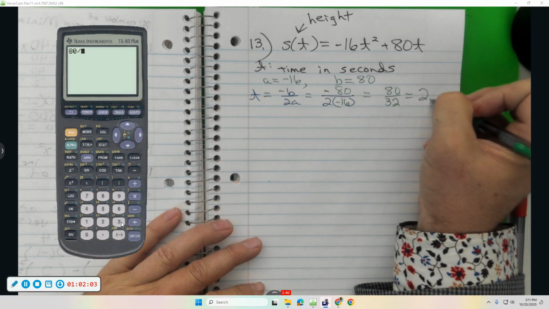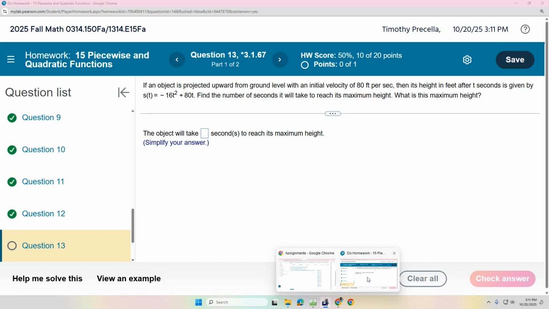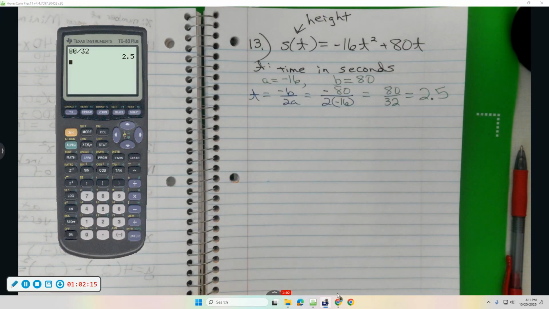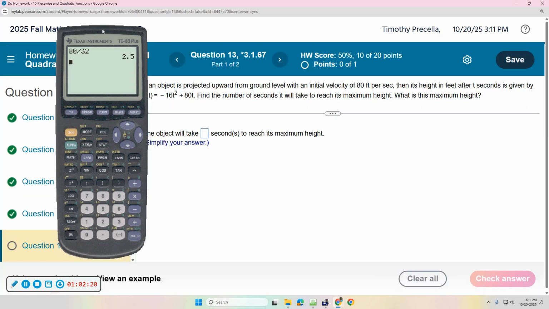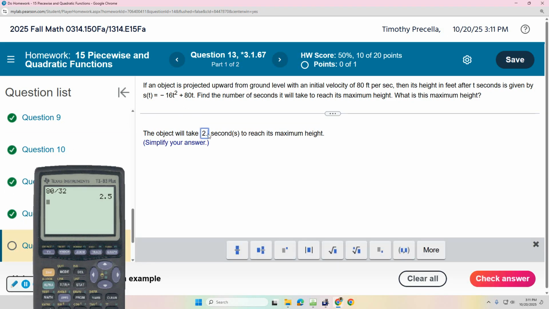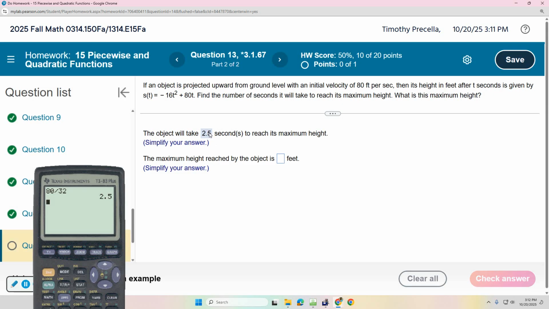2.5. This is one of those times that I would use decimals, because I bet they let you. Can you enter a decimal? I think they'll let me. The time is 2.5 seconds, rather than we could cancel a 16 above and below and get 5 halves. But who talks about time as 5 halves seconds? 2.5 seconds is better. There it is.